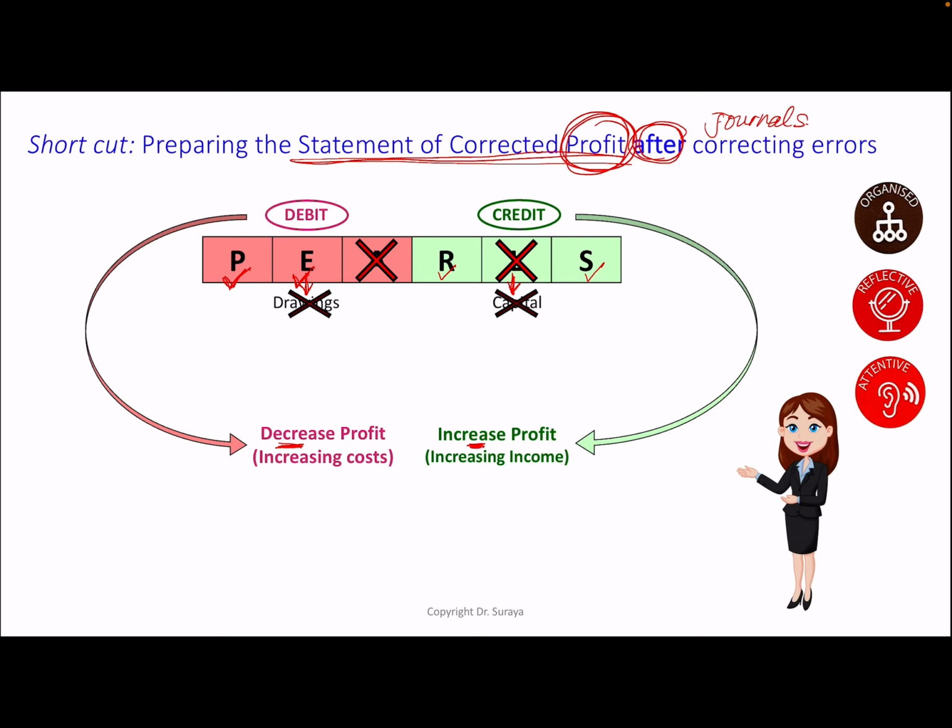Well, revenue and sales are on the credit side. So whenever there is a credit of revenue and sales, it is increasing income and increasing your profit. So remember this. This is the key point that you have to remember in order to do the statement of corrected profit.